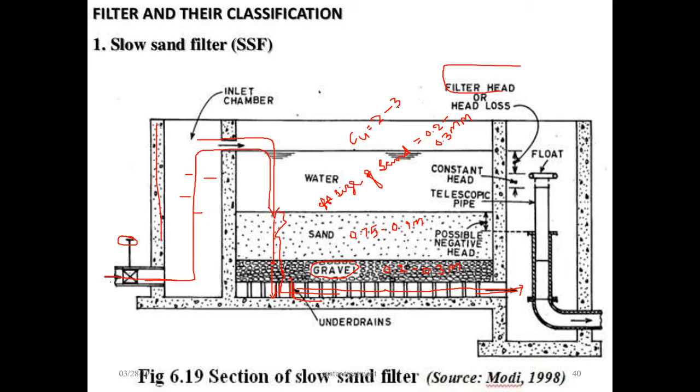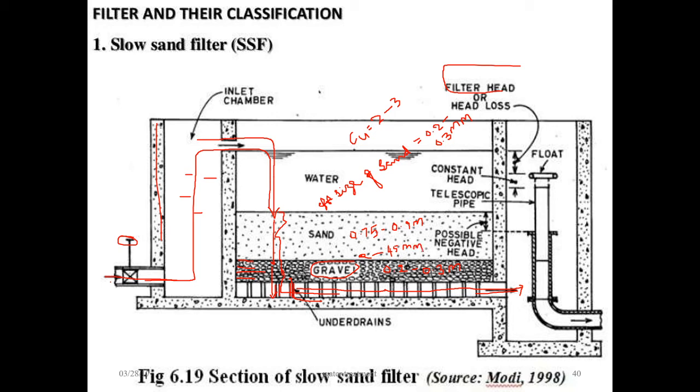Next one is the gravel is usually placed in 4 layers. This is gravel. You should keep it in 4 layers. The total depth is 0.3 meters, graded from 2 to 45 mm size.